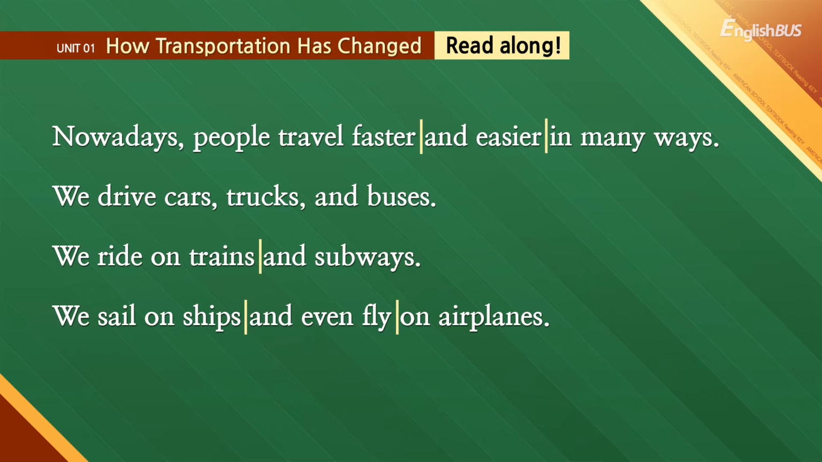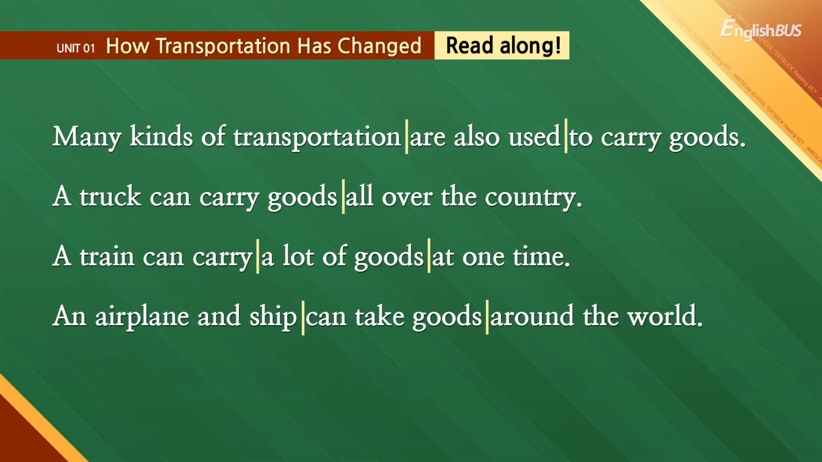We drive cars, trucks, and buses. We ride on trains and subways. We sail on ships and even fly on airplanes. Many kinds of transportation are also used to carry goods. A truck can carry goods all over the country. A train can carry a lot of goods at one time. An airplane and ship can take goods around the world.